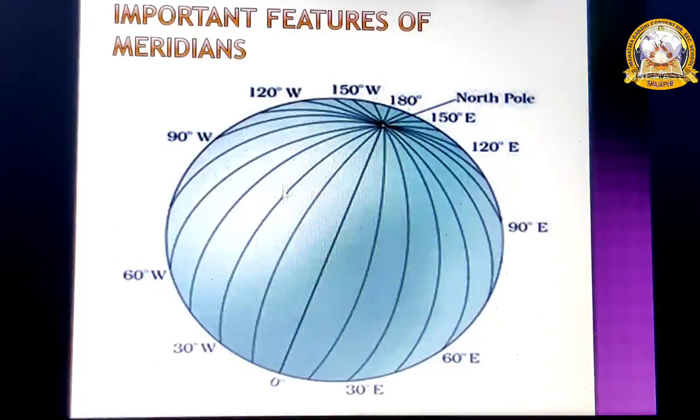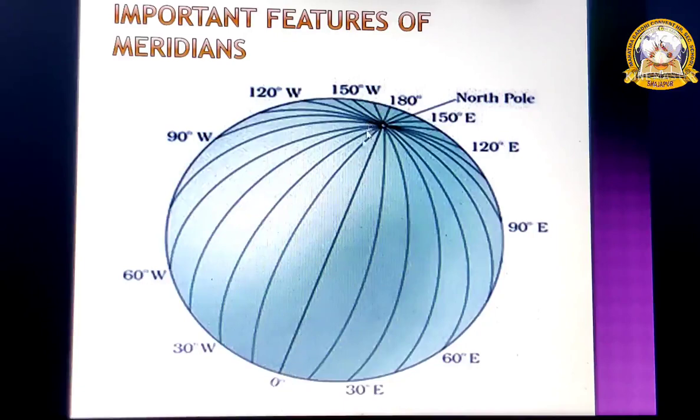Important features of meridians. What are the important features of meridians? All meridians are the same length. जितनी meridians हैं उन सबकी length कैसी है? Same है ना? And they are semicircles. All the parallels are complete circles. Parallels पूरे complete circle होते हैं. Meridians are semicircles.